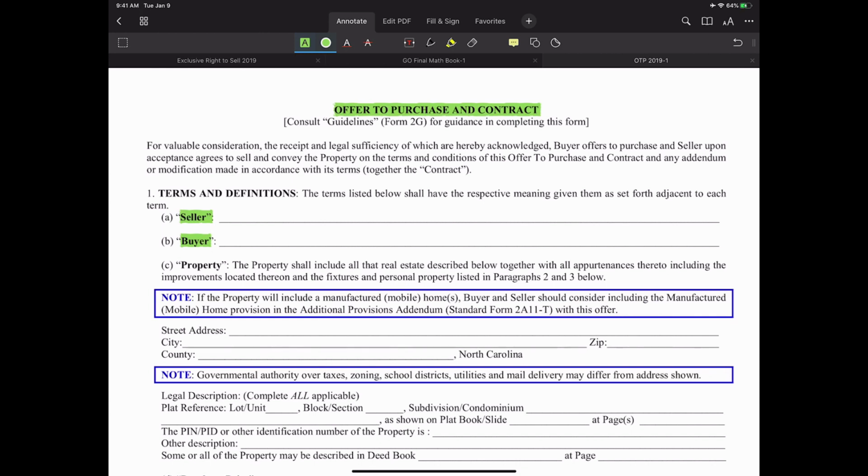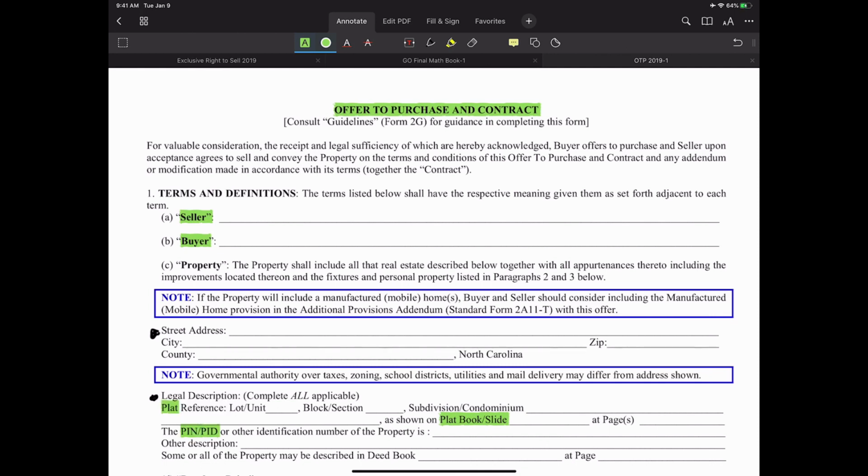Exactly. All right, so moving on to section C, we have the property, and you'll notice we have the street address, but we also have a place for the legal description. The street address, of course, is 123 Happy Street or anything like that. What's really important is this legal description, and there's a place where you have, if you have it, a plat reference. There's the plat book and slide number. We've got a PIN or PID number.